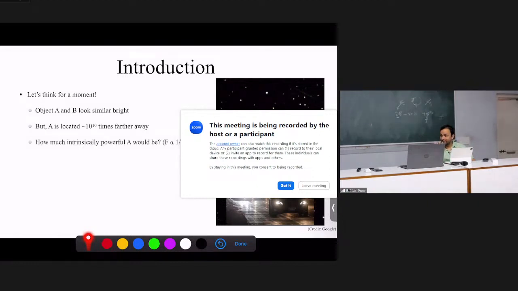So how intrinsically powerful will object A be? Suppose you consider these are two cars. The car which is even farther away still looks brighter. This means its headlamp is throwing a very powerful light. Got it? You want me to give you another simple example? No, you don't want? Okay, fine.